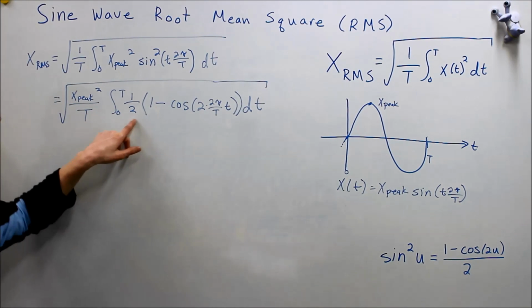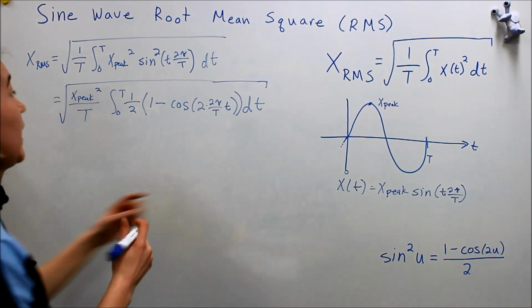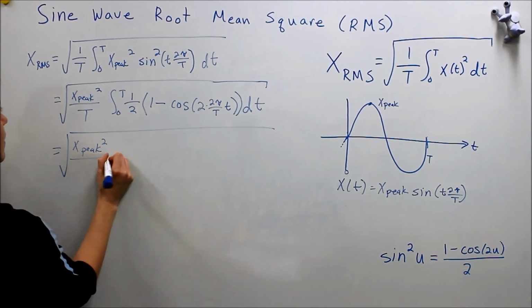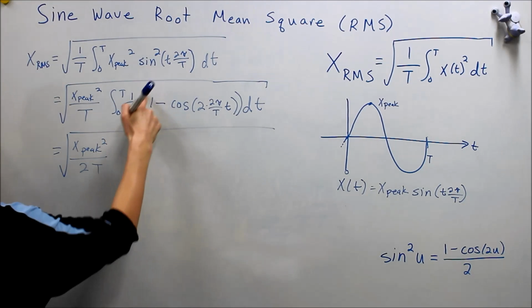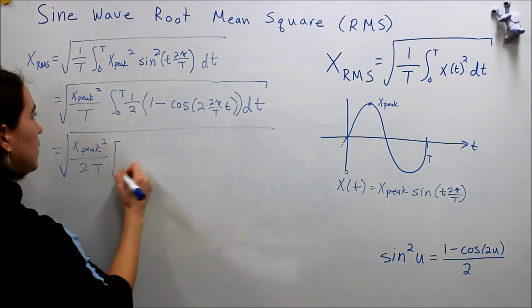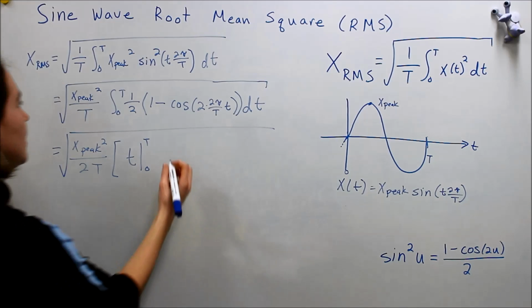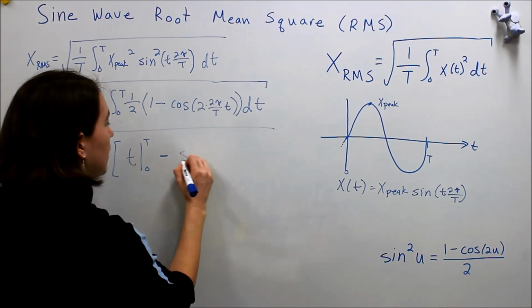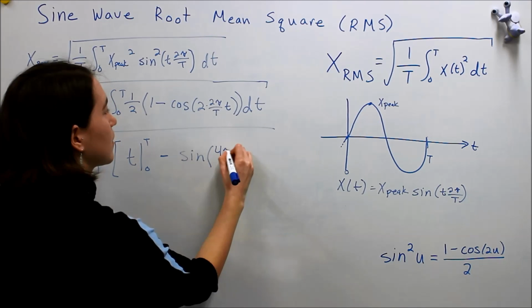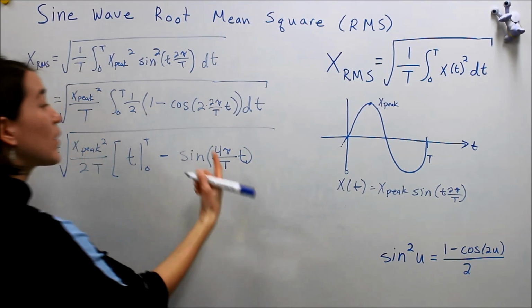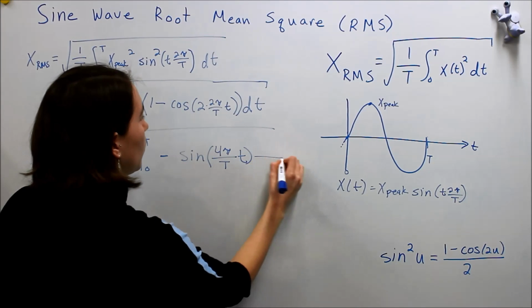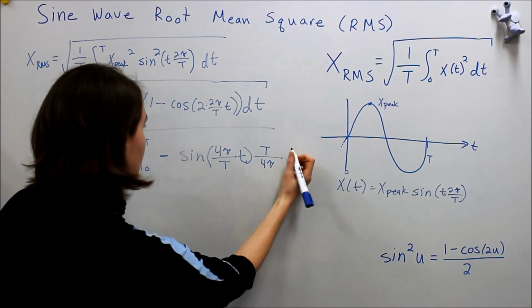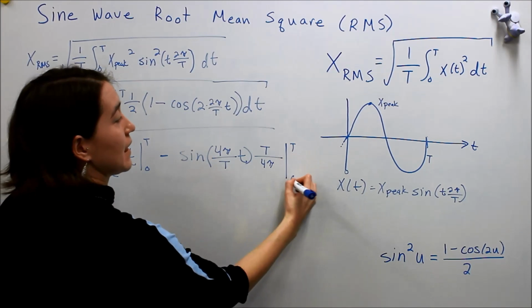Okay, we can move out this 1/2 again because that doesn't depend on t, and then we'll go ahead and take the integral of these two values. Okay, so we get x peak squared here over 2T. Then we're going to take the integral. This is just going to be t. So t evaluated at 0 and T, minus. Now we have to take the integral of this. So the integral of cosine is going to be sine. We maintain this value in here. We're going to just simplify a bit. And then we have to divide by the derivative of this. So it's going to be 1 over 4 pi. It's going to be over T again, but we can just move that up to the top here. And we'll evaluate that at T and 0.